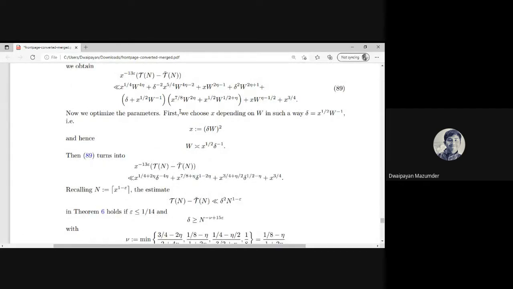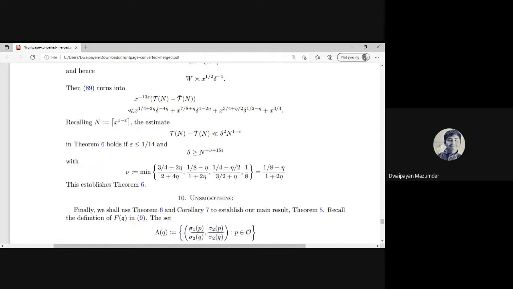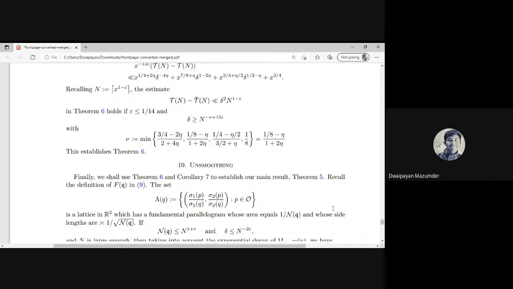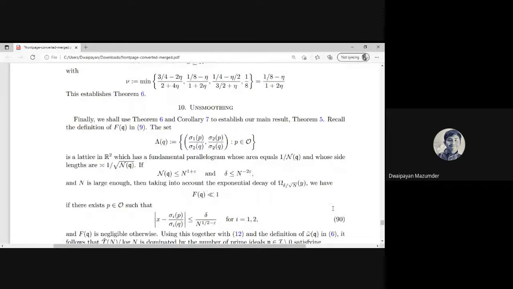If you see, multiplying all this, what we are doing now basically is optimizing our parameters, what we have chosen before. And in that particular part, if you recall everything and prove that, you will find this: if this holds, delta is greater than or equal to n, and mu is the minimum of all of that. And now a bit of unsmoothing is required. Why is unsmoothing required?